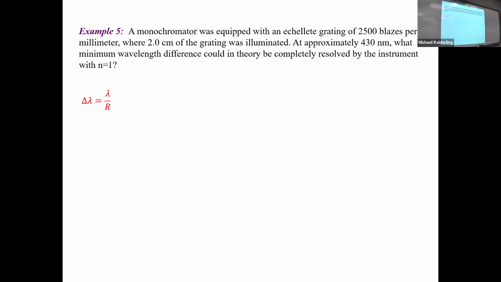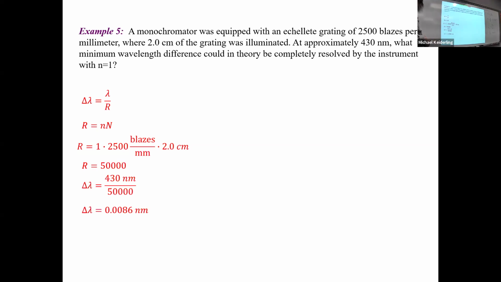So our resolution, the minimum wavelength that can be resolved, is the wavelength over the resolution. The resolution is little n, which is 1, times big N, which is the number of grooves that are illuminated. The number of grooves that are illuminated is 2,500 blazes per millimeter times 2 centimeters. 2 centimeters is 20 millimeters. So that's 2,500 times 20, which is 50,000. So R is 50,000. 430 nanometers divided by 50,000 is 0.0086 nanometers.